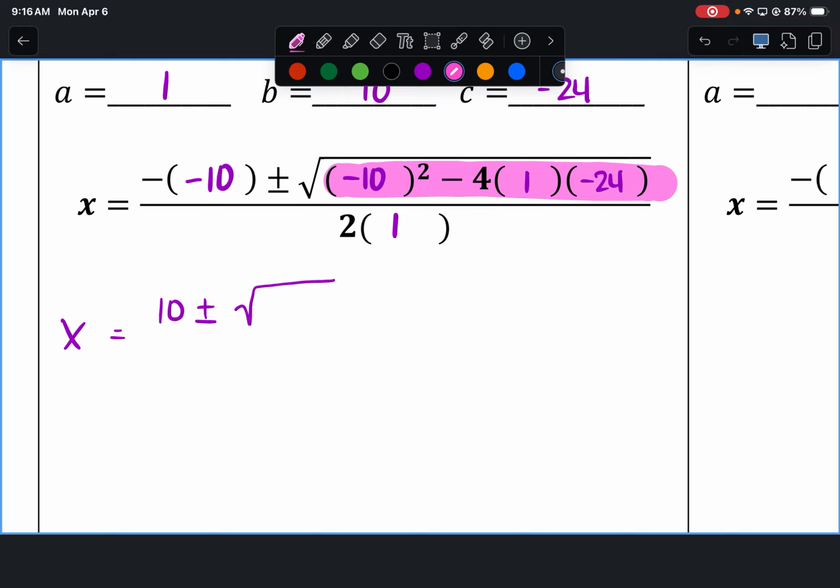6. Now, can I simplify the square root of 37? Is 37 divisible by 36? Is it divisible by 25? By 16? By 9? No. By 4? No. No perfect squares go into 37. So we cannot simplify any further. So that right there is our solution. That is all we have to do to get the solution when it is irrational.